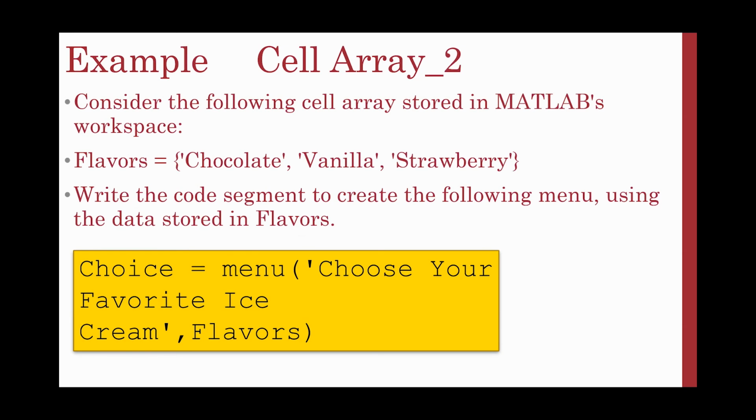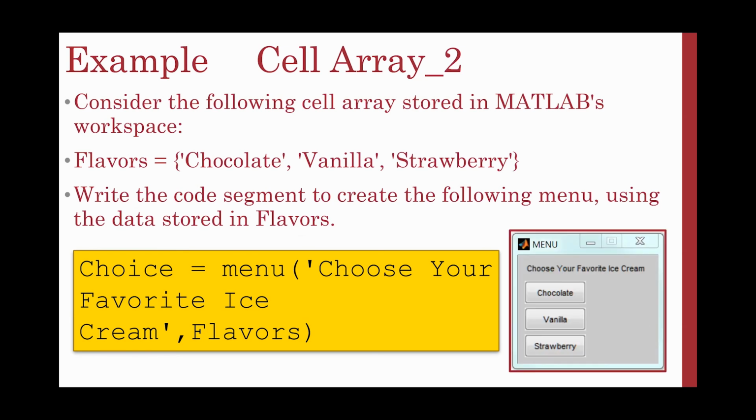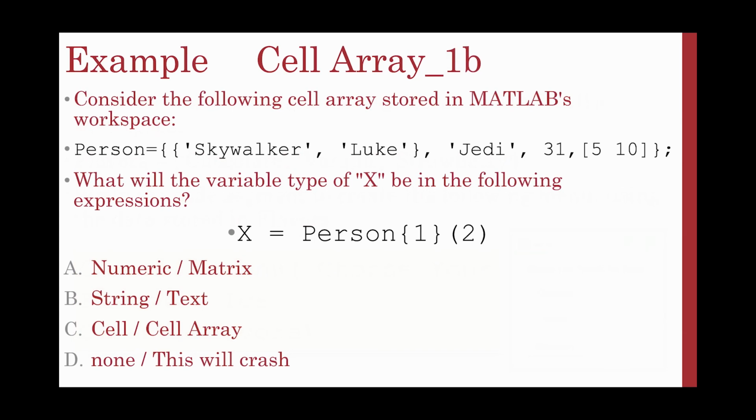We're going to feed in our character string. So what it's actually going to display is this little nice pop-up menu that allows somebody to choose what their favorite ice cream flavor is. It's a very useful way of using cell arrays. So let's look at another example.